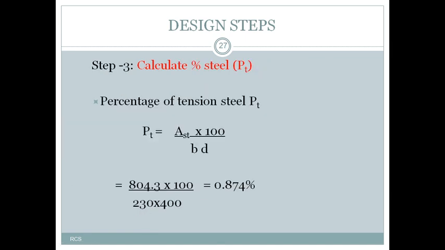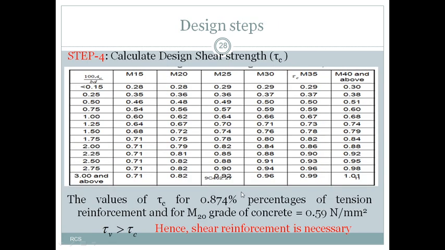Right. Next will be to calculate the percentage of steel. For calculating the percentage of steel, we have a formula: AST into 100 by BD. AST we have already calculated, that is 804.3, multiplied by 100 by the area of cross section, that is 230 into 400. From this we'll get the percentage of steel as 0.874 percentage.